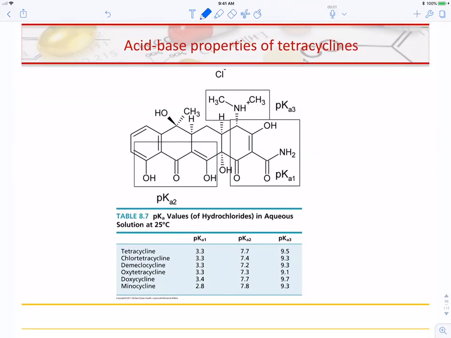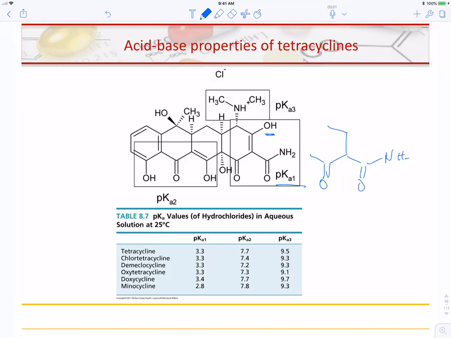So let's look at their acid-base properties. They are important because they interfere with their solubility. And so we have 3 pKa's that we can observe for this class of antibiotics. The first one is the so-called pKa1, which is the most acidic, and is obtained by deprotonation of this alcohol. And the reason this pKa is so depressed compared to what we always see for alcohols is the presence of resonance forms.